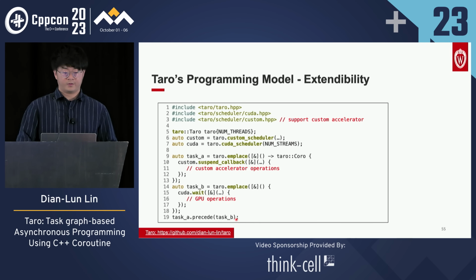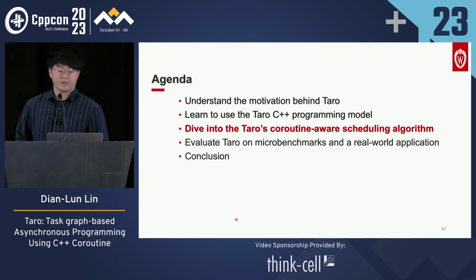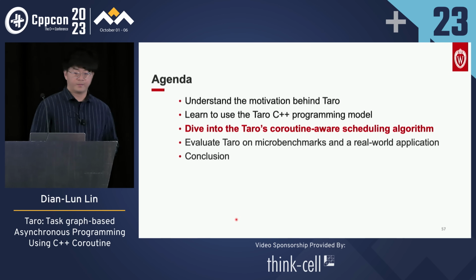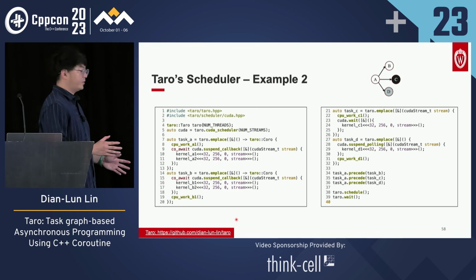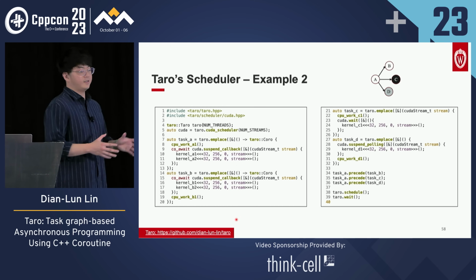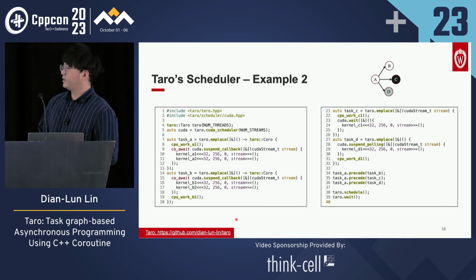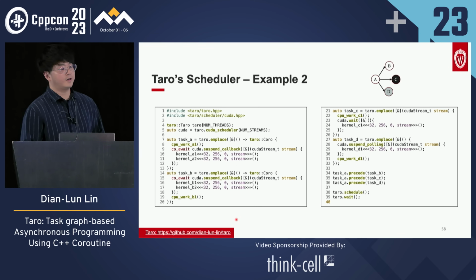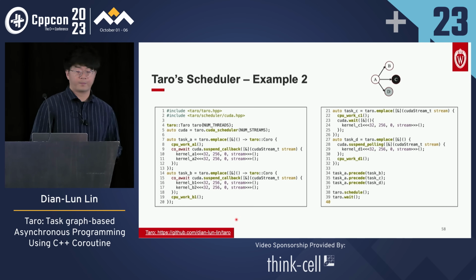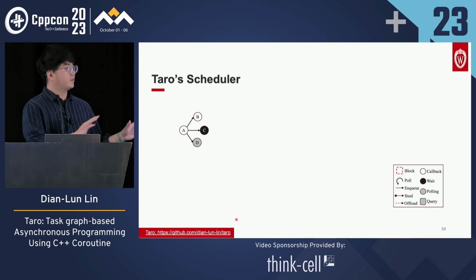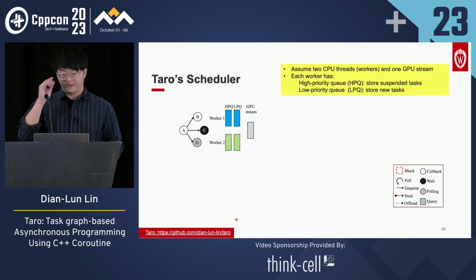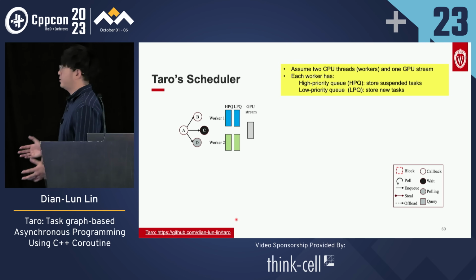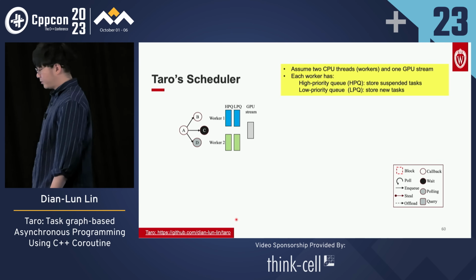So I'm going to dive into the Taro coroutine-aware scheduling algorithm. Here, I'm going to schedule this test graph. This is example 2, like I mentioned before. These 14 lines of code and this test graph. Here, each task has some CPU operations and some GPU operations. Here, I assume we have 2 CPU workers and 1 GPU stream.